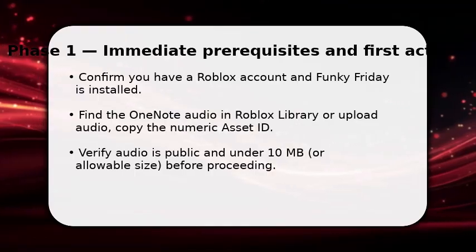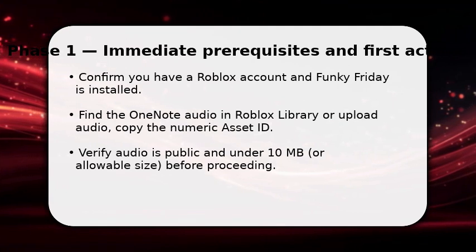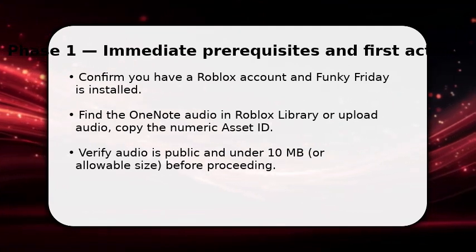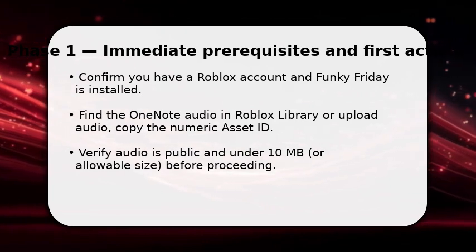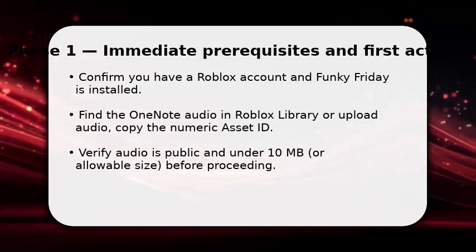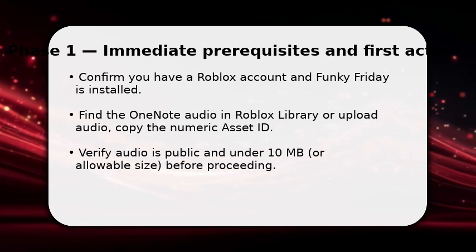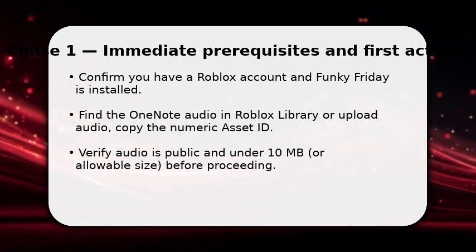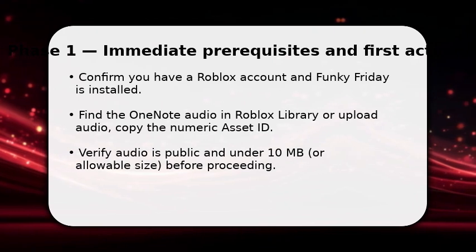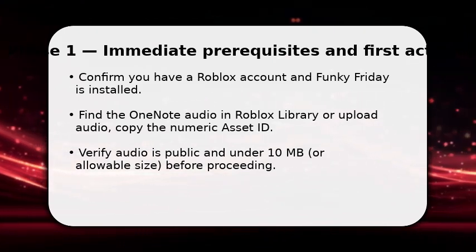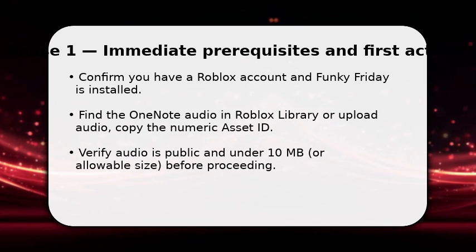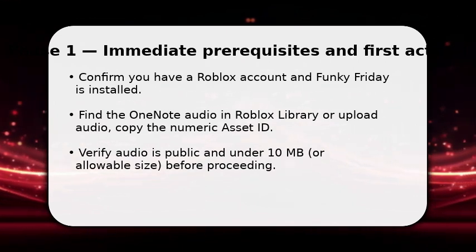You start by getting the Onenote audio asset. This is the tangible item you'll import. Open Roblox, search the library for the Onenote track, or upload your file and make it public. Once uploaded, copy the numeric asset ID from the asset URL. That ID is how Funky Friday recognizes the sound. Make sure the file meets size and permissions rules, because a blocked or private asset won't load. Once you have that ID, you're ready to join the game and add it.